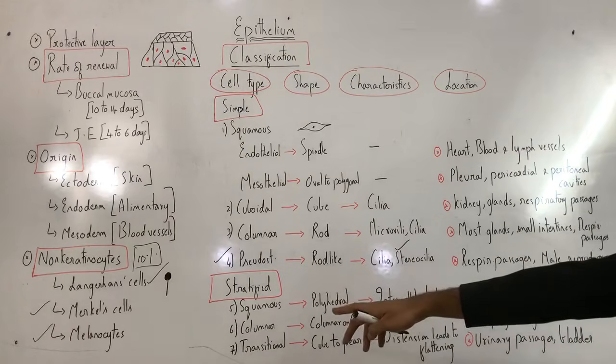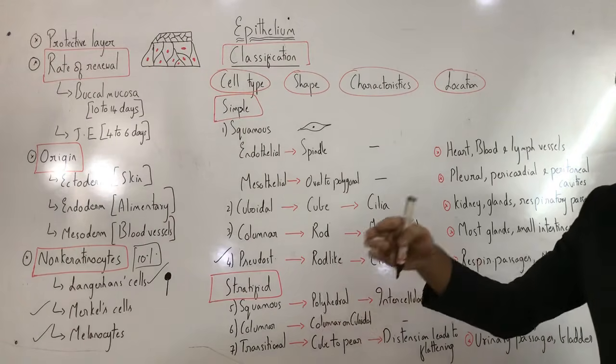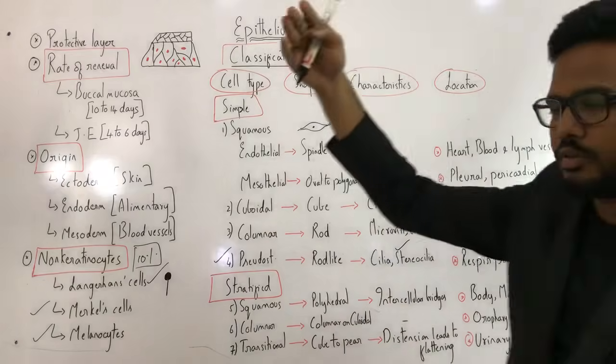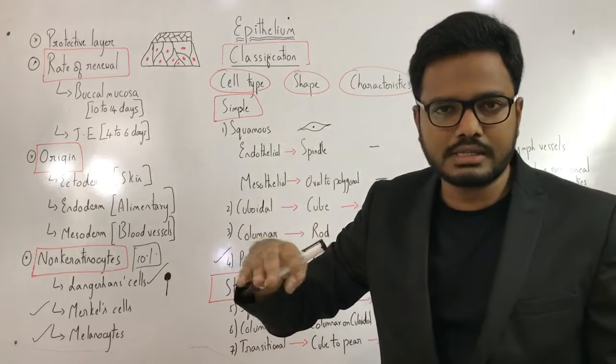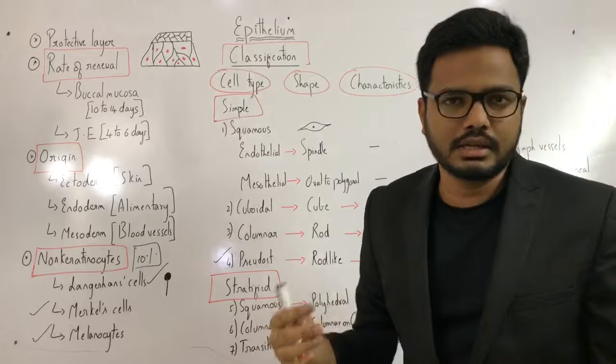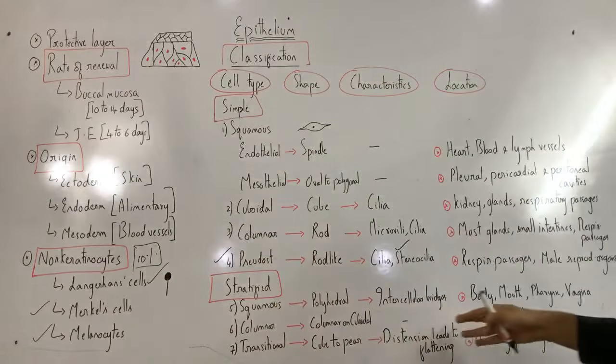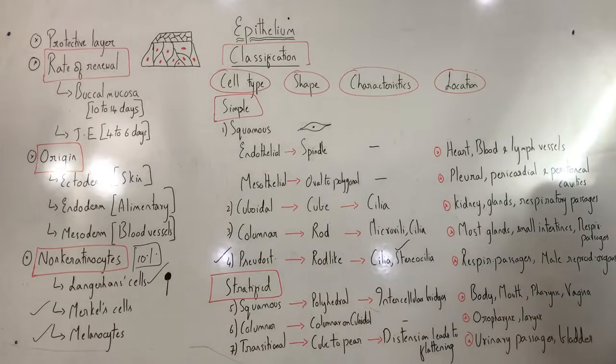And then you have columnar epithelia, where you can have columnar cells on top of columnar cells, or you can have cuboidal cells at the base followed by columnar cells, since it is a stratified layer, lining your oropharynx and larynx.